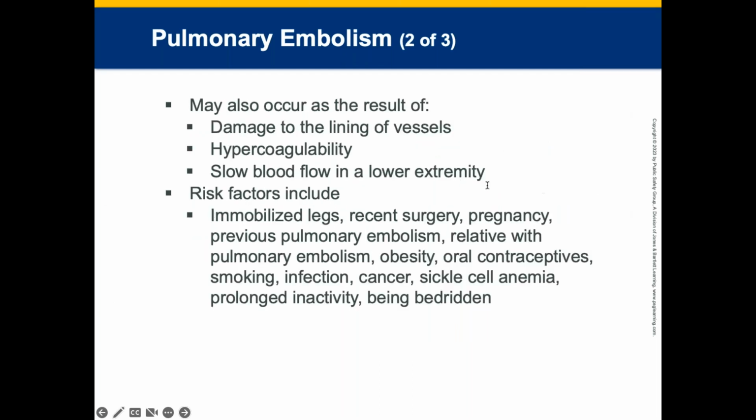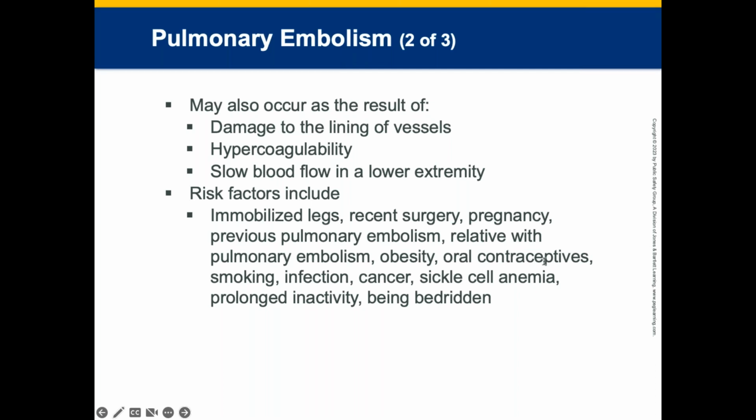So this may also occur as a result of damage to the lining of the vessels, hypercoagulability, slow blood flow in the lower extremity. And some of the risk factors behind this would be immobilized legs following a surgery or a fracture. So any kind of surgery or even recent surgery can cause this as well. They can have a clot that frees up and goes through the system. Pregnancy, right? Especially after delivery. Previous pulmonary emboluses. First degree relative who has had a pulmonary embolus before.